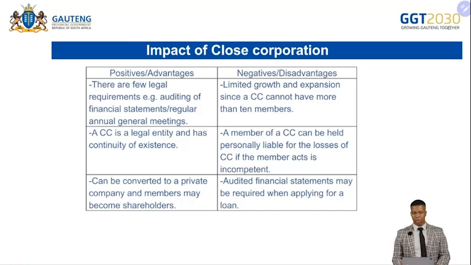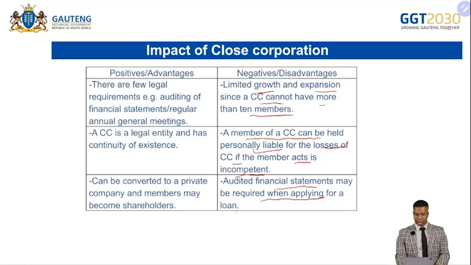and members may become shareholders. Then when we look into negatives, limited growth and expansion, since a close corporation cannot have more than 10 members, and a member of a close corporation can be held personally liable for the losses of the close corporation if the member acts incompetently. And then audited financial statements may be required when applying for a loan for that business.